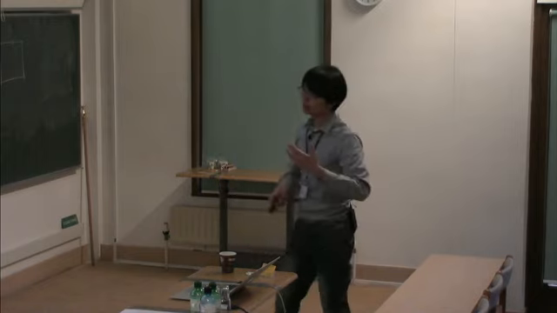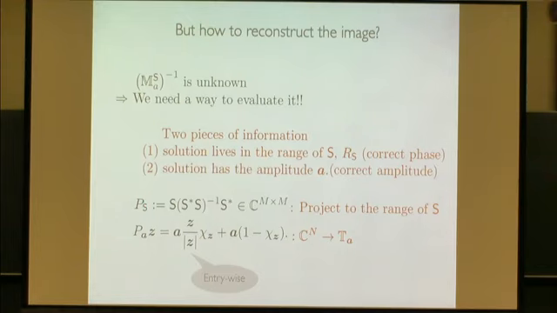How to do it? We define these two operators in the ambient space Cm. The PS is the projection operator, which will project everything onto the range of S. It's a projection. The second one is just the amplitude modification operator, which maps every vector, you project every vector to TA. And how do you do it? You keep all the phase information, but you replace the amplitude information by A.